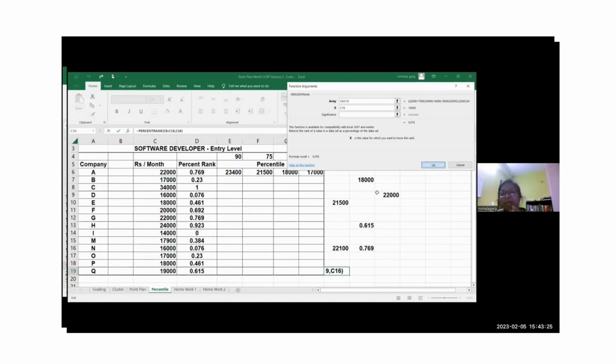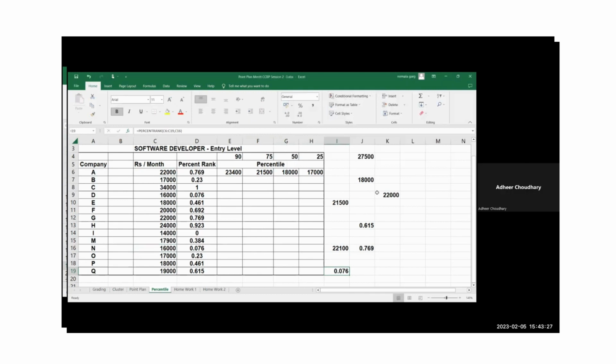Done, guys? 76th percentile. Should we do one more? You choose. Which is the 100th percentile here? 34,000. Excellent. And which is the lowest? 14,000. Okay, we choose about 22,000.